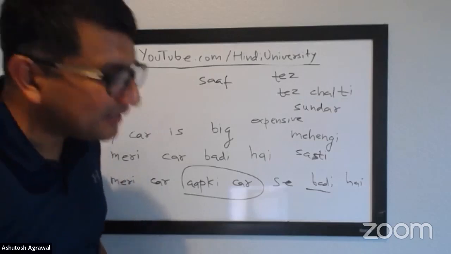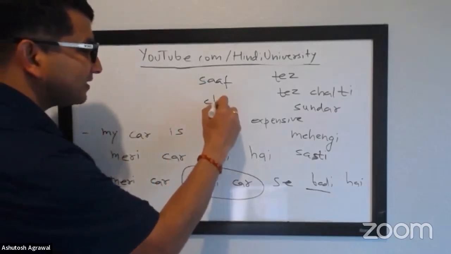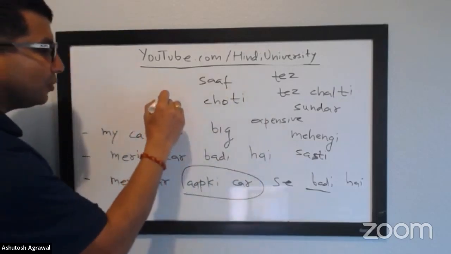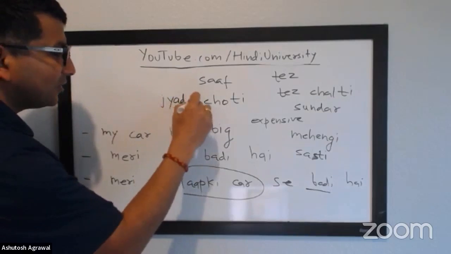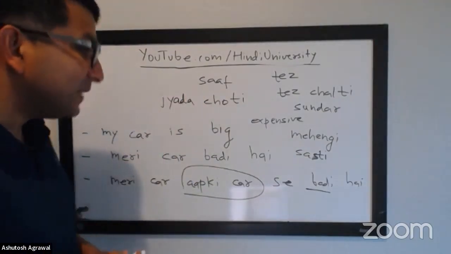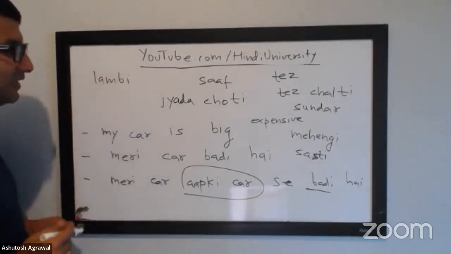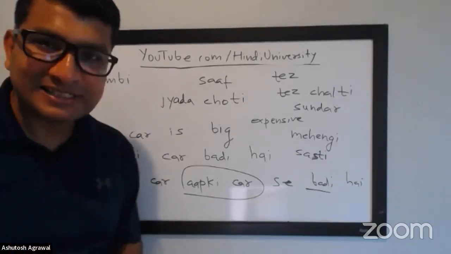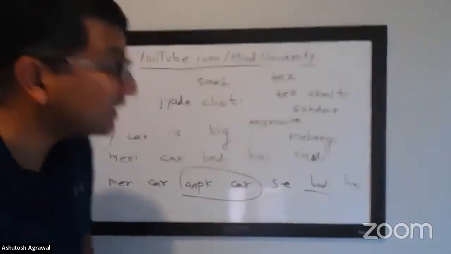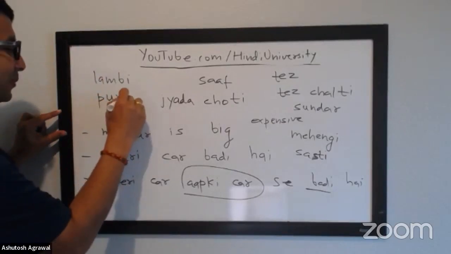Choti, small. छोटी. Very good. मेरी कार आपकी कार से you can use more, ज़्यादा छोटी है. लंबी है. Awesome. मेरी कार आपकी कार से लंबी है. What else? पुरानी है. मेरी कार आपकी कार से ज़्यादा पुरानी है.